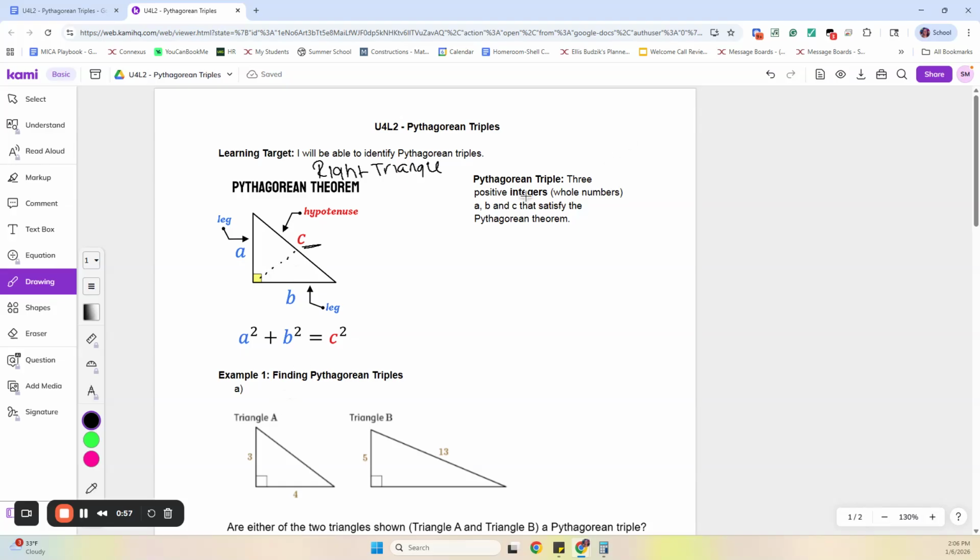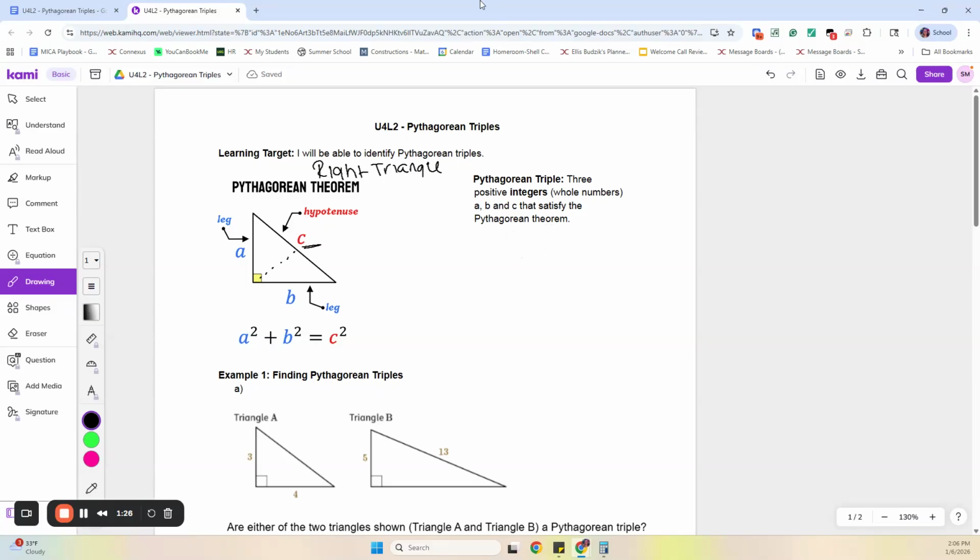Now we have something called a Pythagorean triple, and a Pythagorean triple is three positive integers. And remember, integers are positive or negative whole numbers. So they can't be a decimal, they can't be a square root that doesn't simplify into a whole number. They have to be whole numbers. So three whole numbers, a, b, and c, that satisfy the Pythagorean theorem.